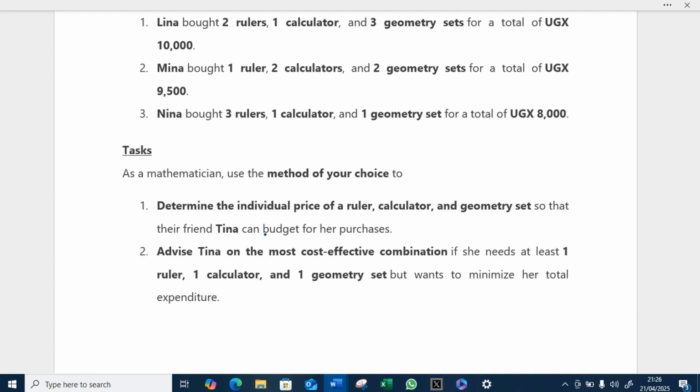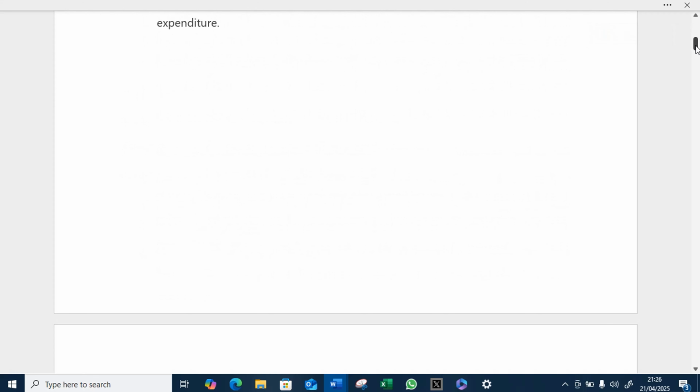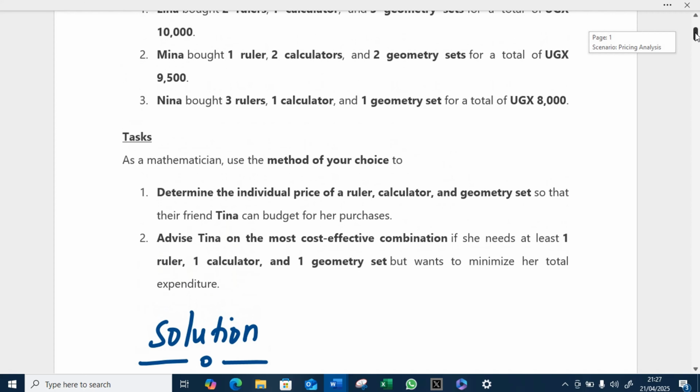So ladies and gentlemen, this is the problem that we have at hand and we want to provide a solution for it. So let's look at the solution. Methods that can be used to solve such a problem can be witnessed when we first extract the details from this problem. So now let's formulate the equations, and look at what equations we have.